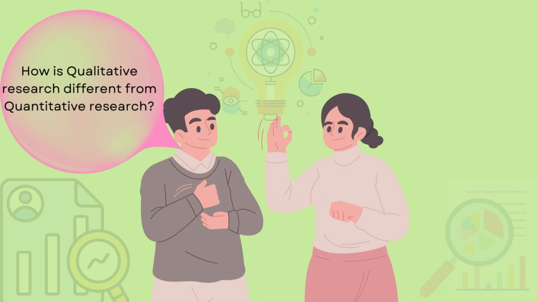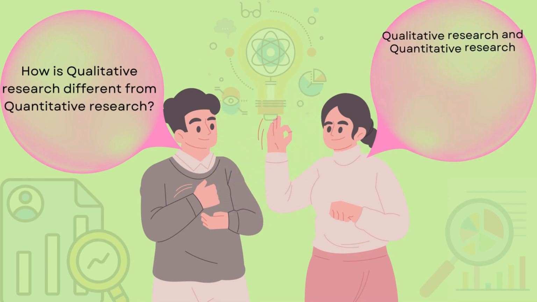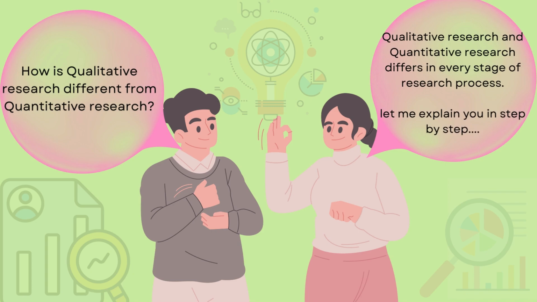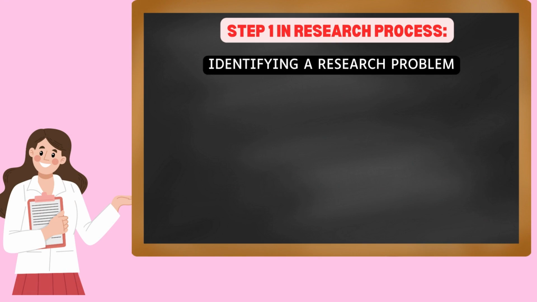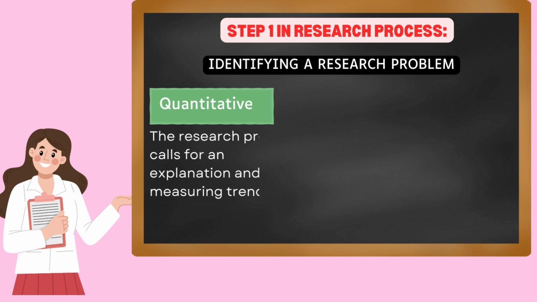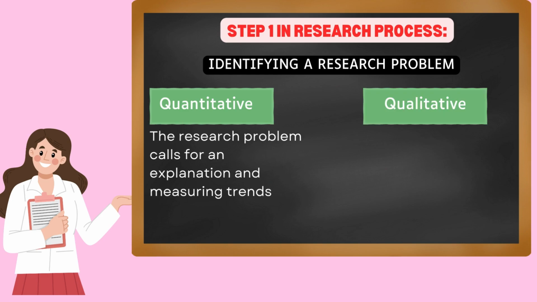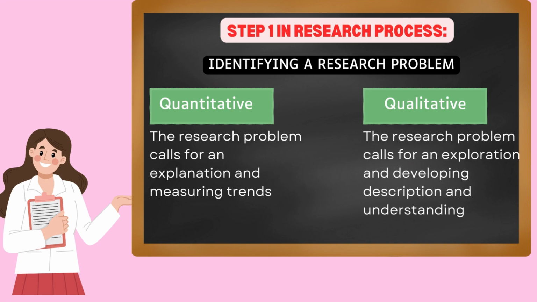How is qualitative research different from quantitative research? Qualitative research and quantitative research differ in every stage of the research process. Let me explain step by step. Step 1 in research process. Identifying a research problem. Under quantitative, the research problem calls for an explanation and measuring trends. Under qualitative, the research problem calls for an exploration and developing description and understanding.